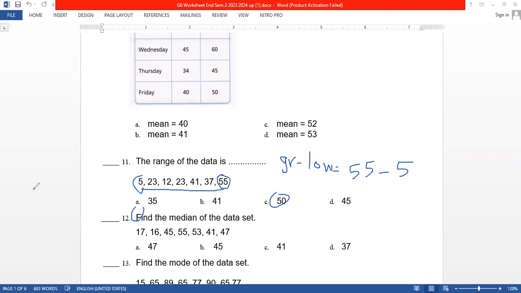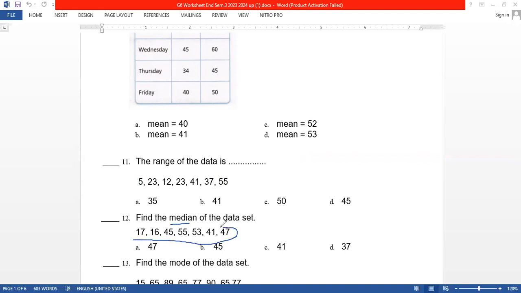Next question, find the median. It's very easy. Order the values and pick the middle number. Be careful when the number of values is odd, for example 1, 2, 3, 4, 5, 6, 7. After you order them, you will find only one value in the middle. So this will be easy.